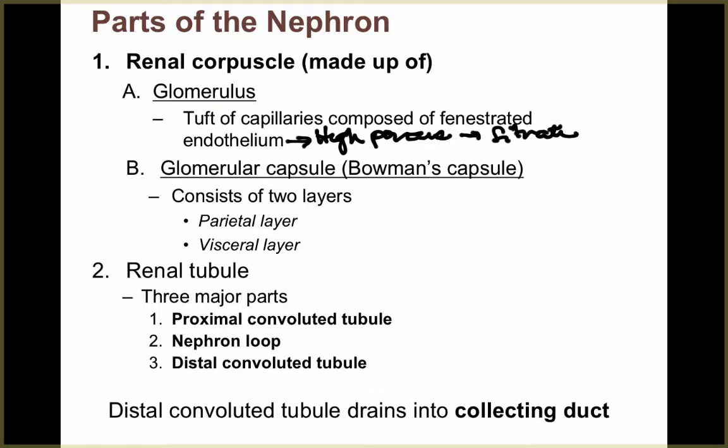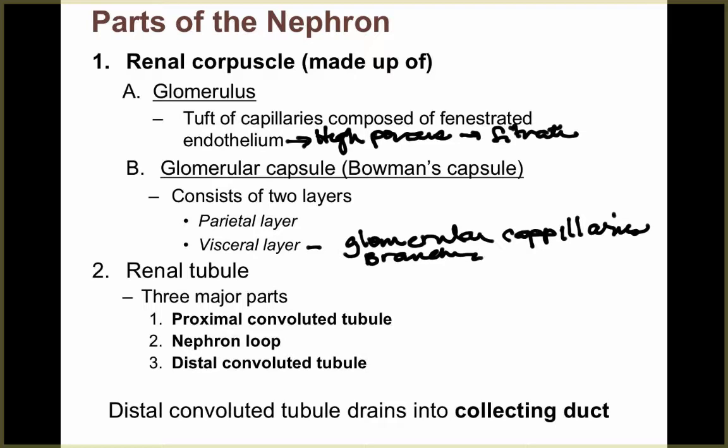Now, another part of this is what's known as the Bowman's capsule or the glomerular capsule, and this consists of two layers. The first is the parietal layer, and then the visceral layer is the part that actually clings to the glomerular capillaries. And this has what's known as branching podocytes in it. And you're going to be able to see pictures of all of these, right?